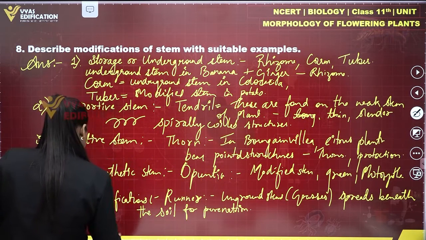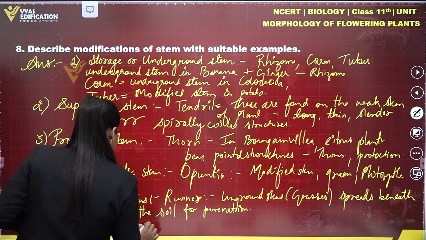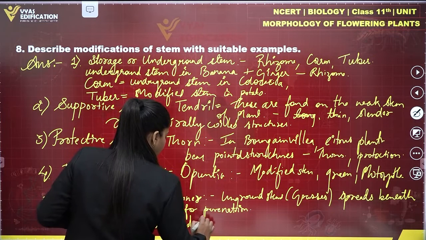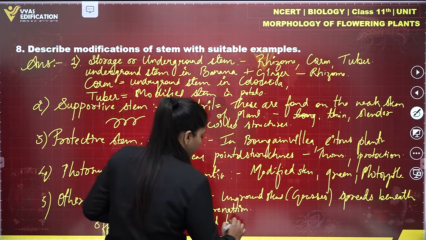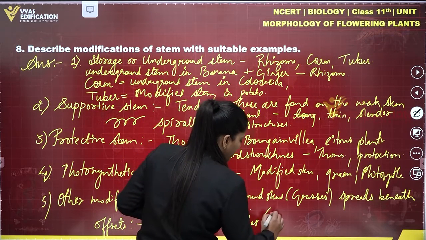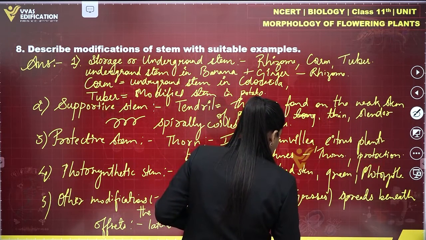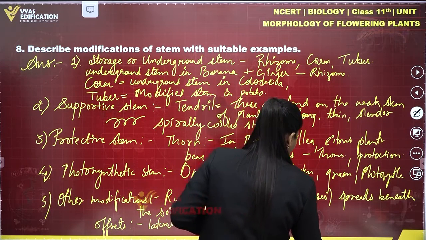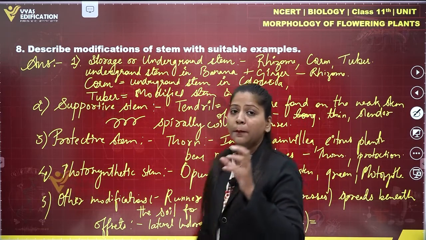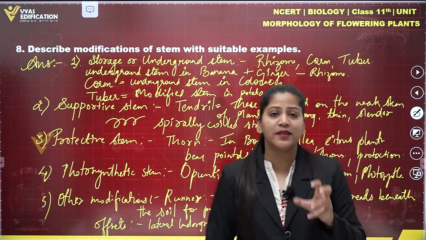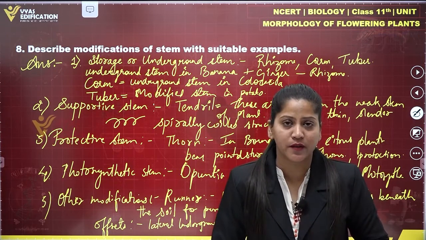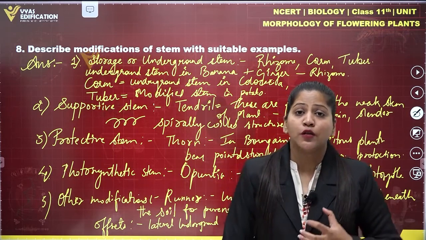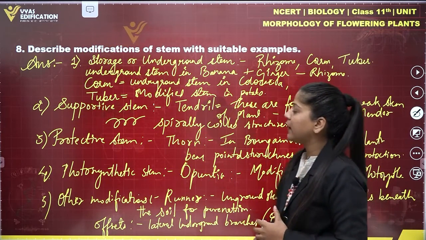Then we have offsets. These are also lateral underground branches and are present in some aquatic plants like Eichhornia. The leaves and tuft of roots present at the nodes of these lateral branches of offset are capable of giving rise to a new plant. So this is a complete solution of question number 8 on the screen.